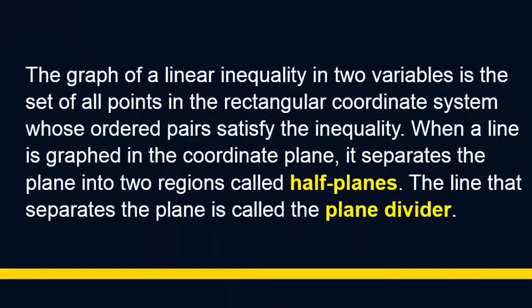A graph of a linear inequality in two variables is the set of all points in the rectangular coordinate system whose ordered pair satisfies the inequality. When a line is graphed in the coordinate plane, it separates the plane into two regions called half-planes. The line that separates the plane is called the plane divider.